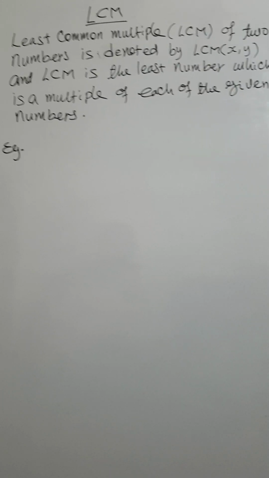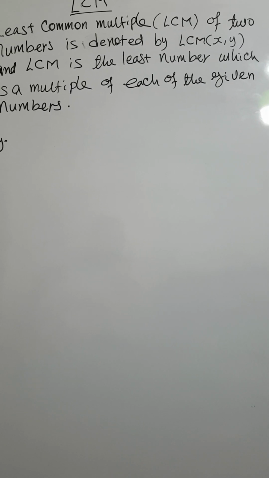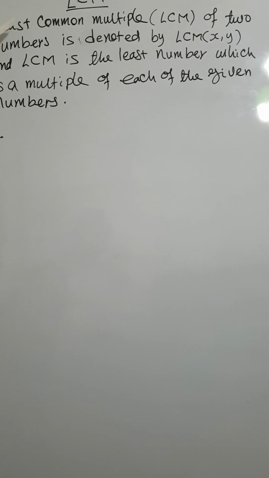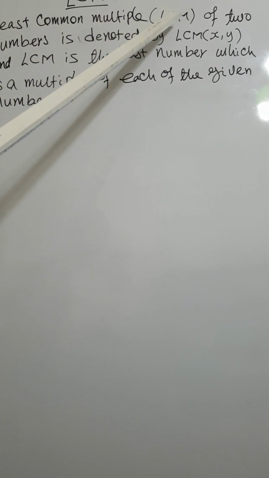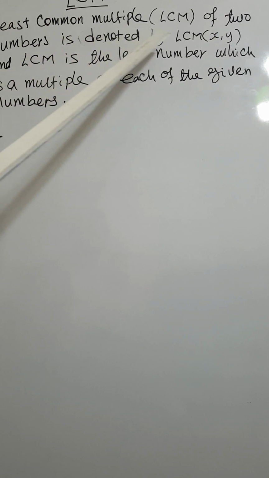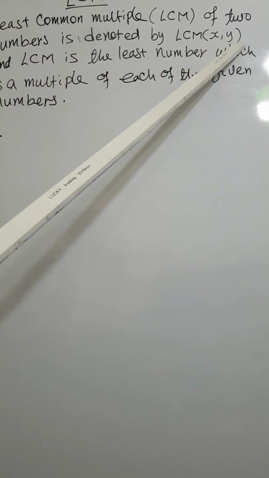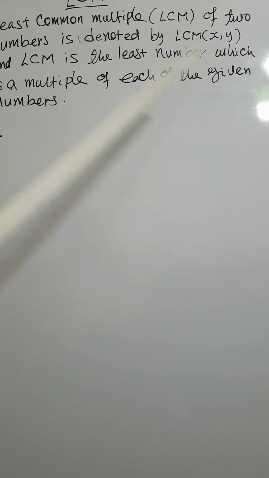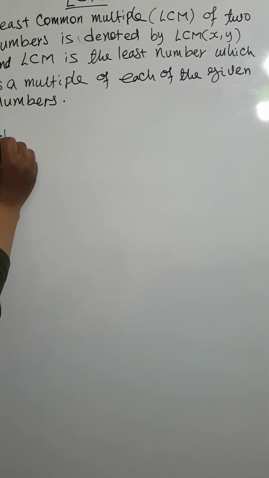This is about LCM. Now, the least common multiple, or LCM, of two numbers is denoted by LCM(x, y) if the numbers are x and y, and LCM is the least number which is a multiple of each of the given numbers.